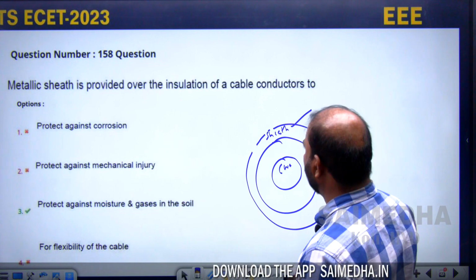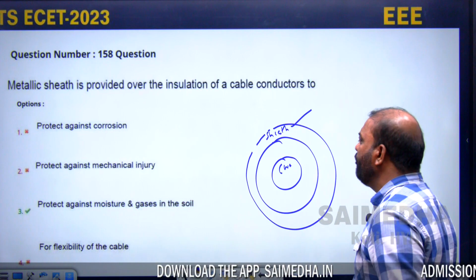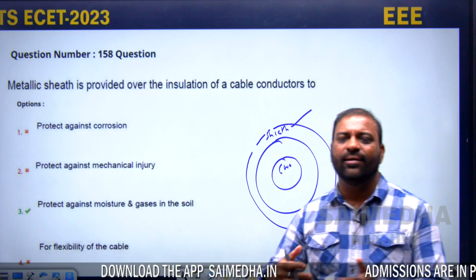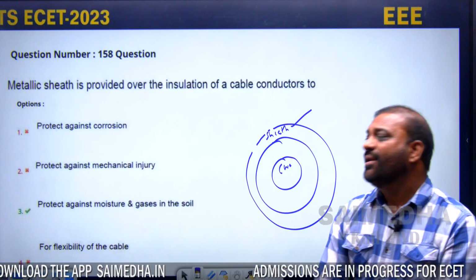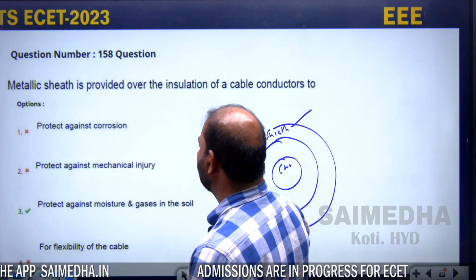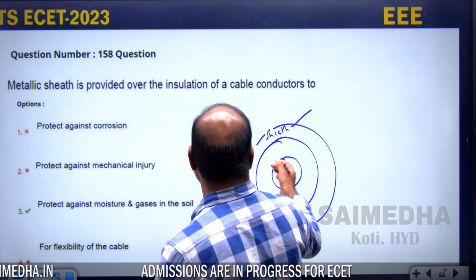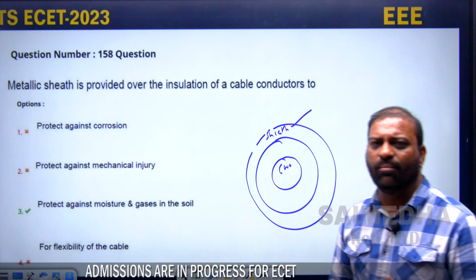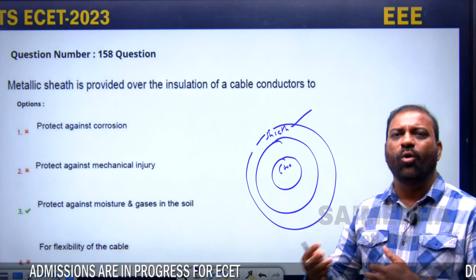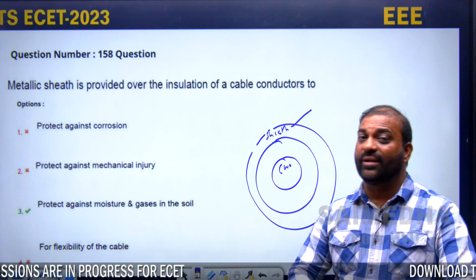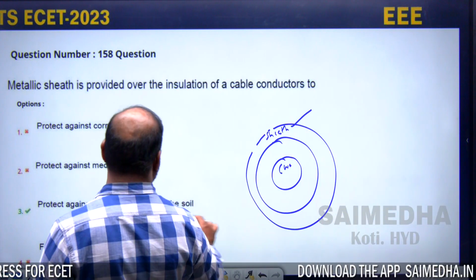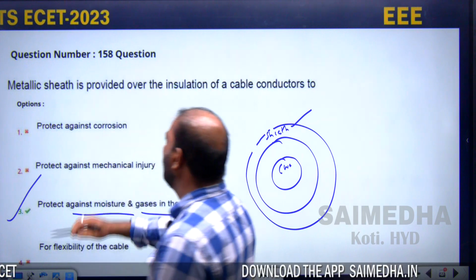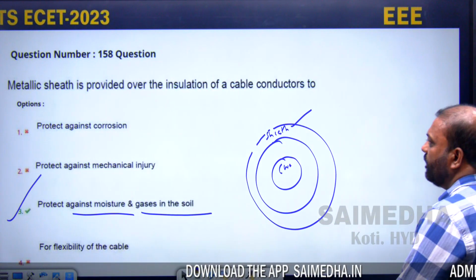Generally the purpose of the sheath is to prevent the entry of moisture or any dangerous liquid or gases from the soil or atmosphere into the cable. Due to the usage of the sheath, no moisture will enter the cable, so that the cable will be operated safely. So it protects against moisture and gases in the soil. Option 3 is the right answer.